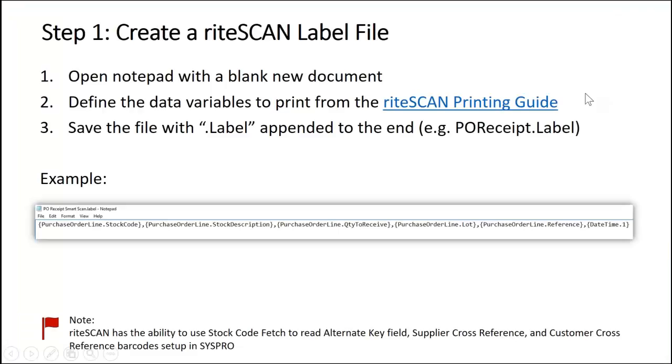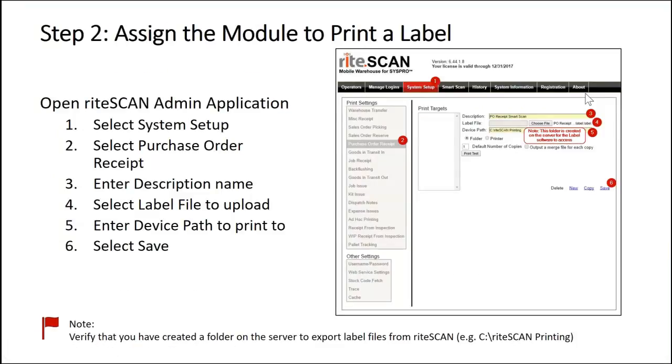So what we're going to do is go into the next step. And the next step is going to be actually applying that label file into riteSCAN. And where that takes place is in the riteSCAN admin application. What we have to do is actually take that label file we created and upload it to the riteSCAN system so that it can be used by everybody that is accessing that system.